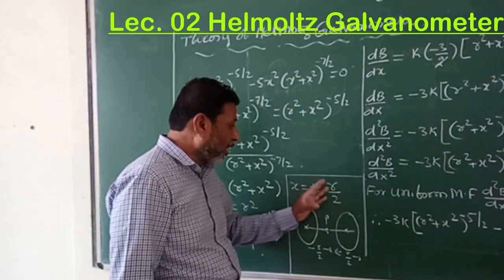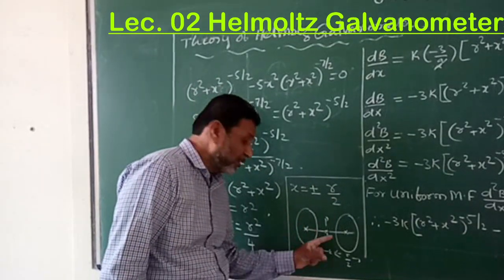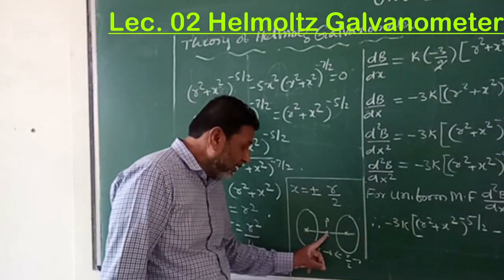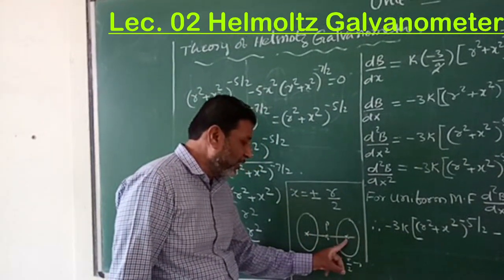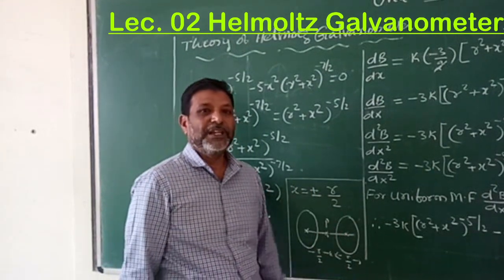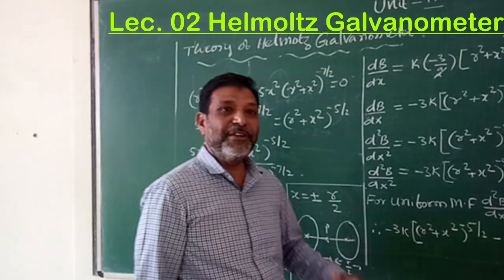Then x is equal to r by 2 means this distance is r by 2, x being the distance of the point from the center of the coil. This is r by 2 and this is also r by 2, so the total distance is equal to r. This is the condition for uniformity of the magnetic field.